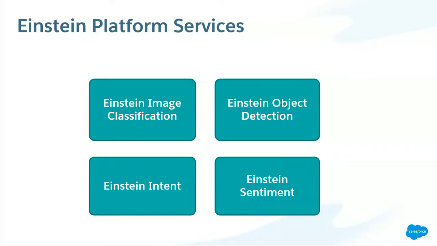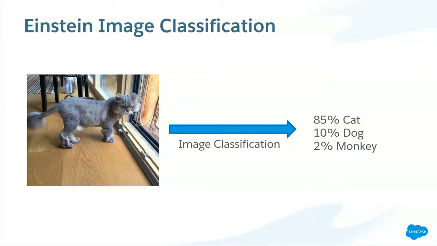With Einstein Intent, we can monitor the intent of the user. Einstein Sentiment is part of Einstein Language API. And with Einstein Sentiment, we can monitor the tone of text input. Now, I'm going to talk more about each one of them in a minute. And let's start with Einstein Image Classification.